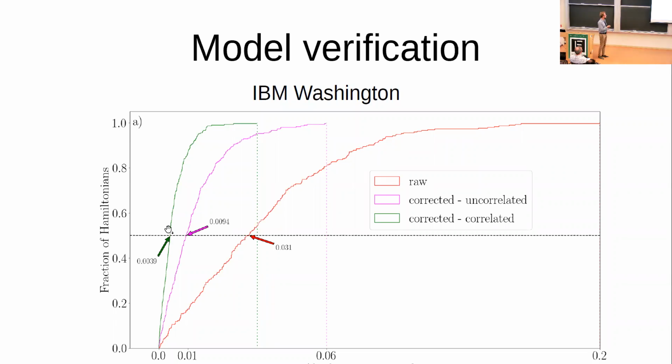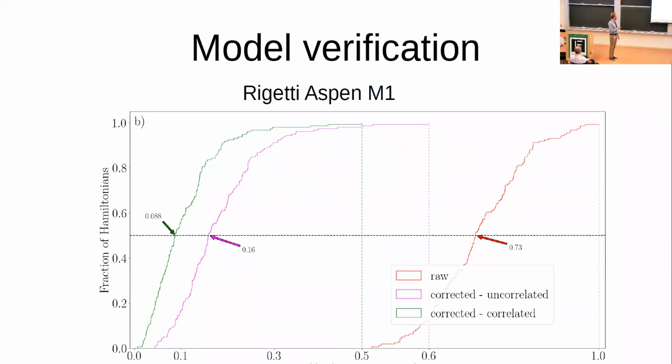Also, for reference, there is this purple line. This purple line is just a noise model constructed out of single qubit errors, so it does not take into account any correlations in the readout process. Doing mitigation this way is also beneficial, but you can see that taking into account correlations leads to better results. And the same conclusion can be made when looking at data collected at this Rigetti Aspen M1 device, and the difference here is even bigger than for IBM. The errors at Rigetti tend to be higher.